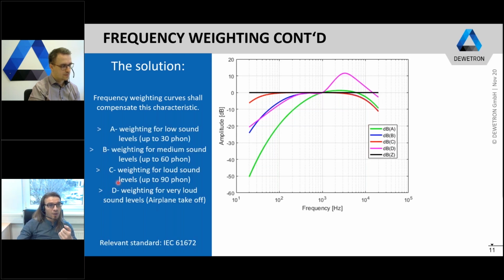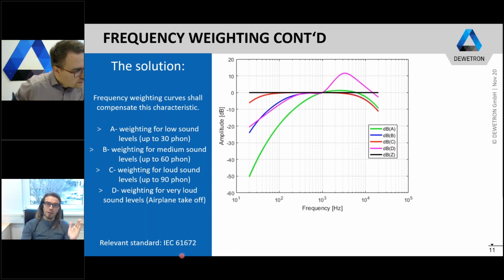The A weighting, the green one here, has been introduced for low sound levels up to approximately 30 phon. The blue B curve is for medium sound levels up to 60 phon. The red one is for loud sound levels up to 90 phon. And especially for airplane takeoff, for very loud sound levels, the D curve, the violet one, has been introduced as well. The letter in brackets always denotes the applied frequency weighting. So when you see dBA, A frequency weighting is applied; dBC, C frequency weighting is applied. The relevant standard here is the IEC 61672 standard.